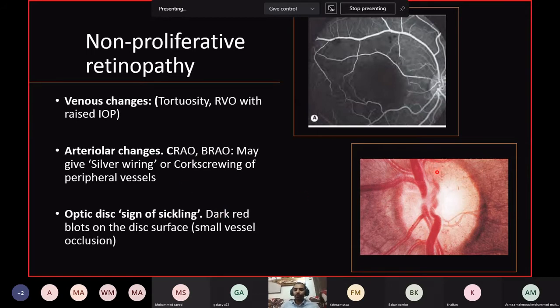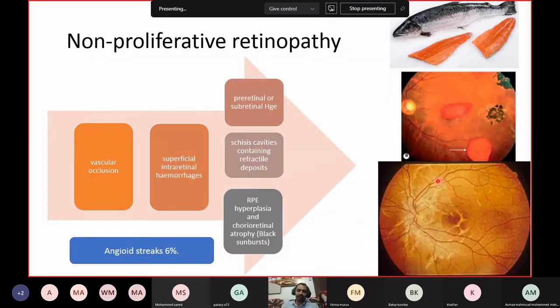So you find what looks like some new vessels on the disc, but actually those are dark red blood hemorrhages on the disc, representing areas of small vascular occlusion. So if you look at the disc, you find those reddish spots there. Then if we talk about non-proliferative retinopathy, this vascular occlusion can give rise to superficial intraretinal hemorrhage, like the one that we see here, or a pre-retinal hemorrhage, or a subretinal hemorrhage. So the bleeding can be pre-retinal or subretinal.